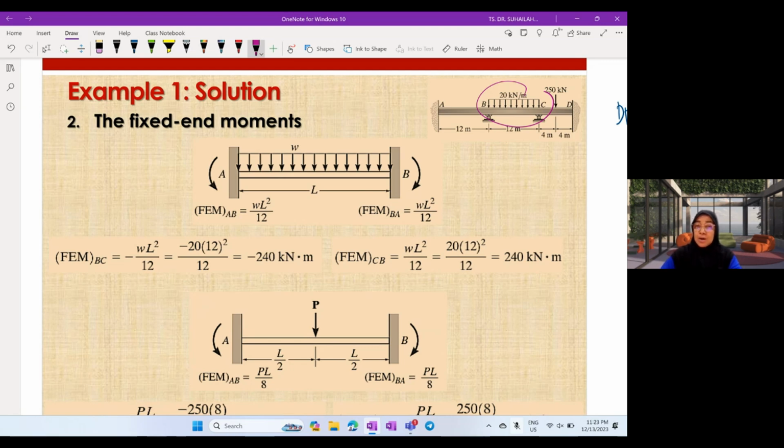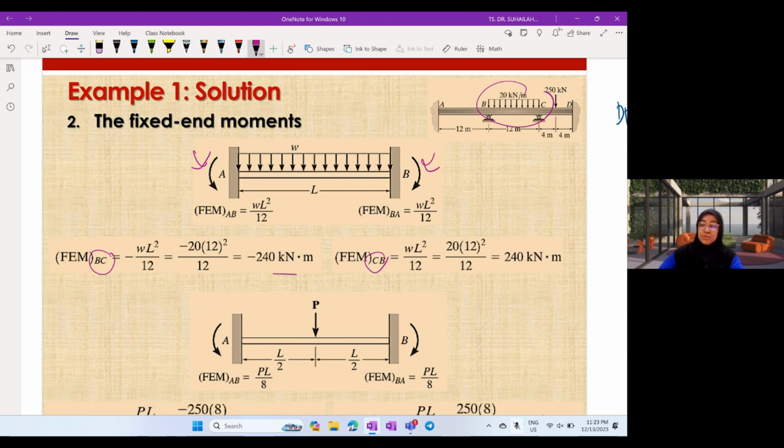So we are now calculating fixed end moment for member BC. So we will get FEM for BC, we will get FEM for CB. The formula is given. The direction, we have to refer to this direction, it is opposite. And when we compare with the sign convention, it is one negative, one positive. Okay, so use the formula.